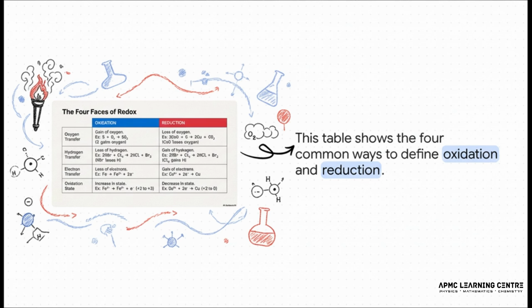So oxidation could be gaining oxygen, like when iron rusts, or it could be losing hydrogen, or losing electrons, or an increase in oxidation state. And reduction is just the opposite of all that. Yeah, it's a lot to juggle.